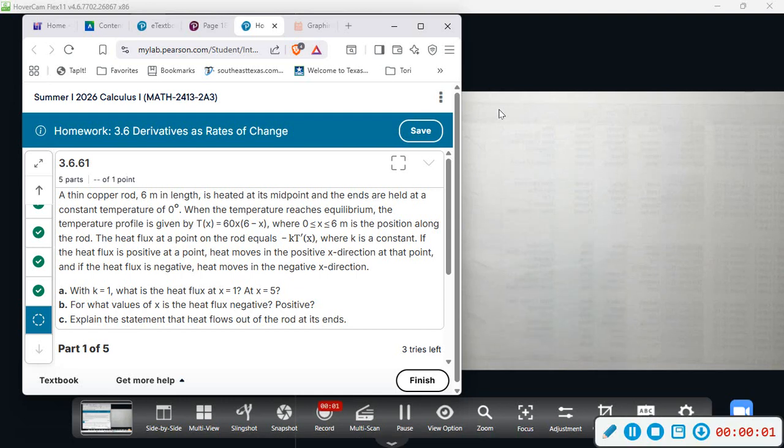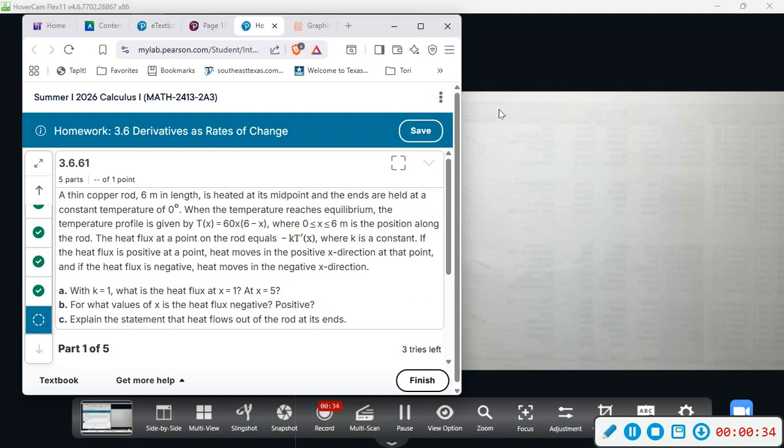All right, question number 11 says a thin copper rod, 6 meters in length, is heated at its midpoint and the ends are held at a constant temperature of 0. When the temperature reaches equilibrium, the temperature profile is given by T(x) equals 60x times (6 minus x), where 0 to 6 is going to be our constraint. That's going to be the position along the rod.